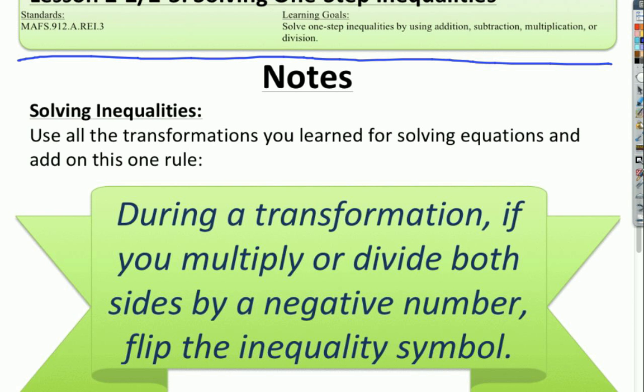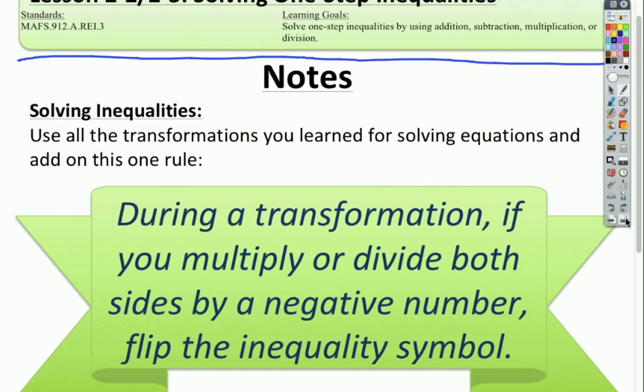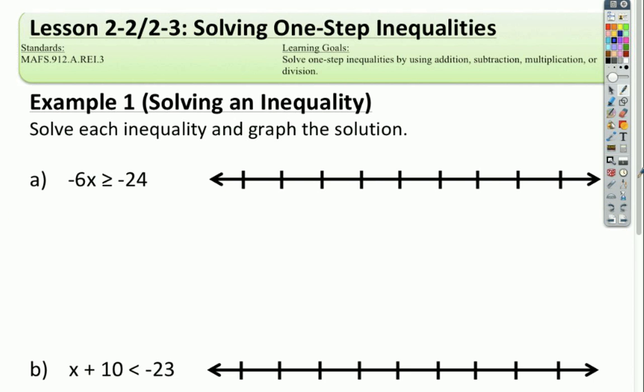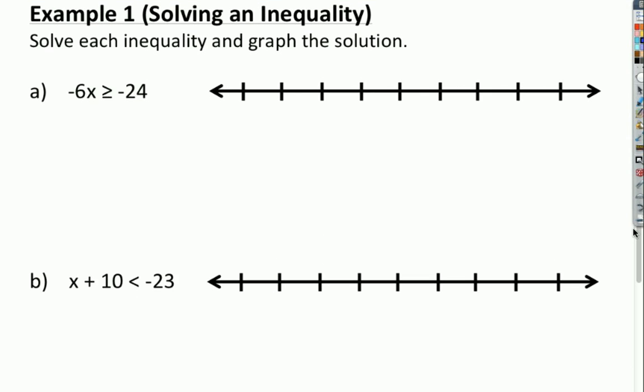The answer is everybody. During a transformation, if you multiply or divide both sides by a negative number, you flip the inequality symbol. So, let's put that into practice right away. Let's see what that means for us.